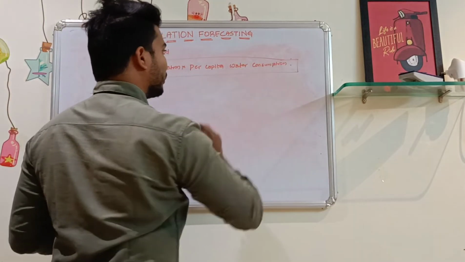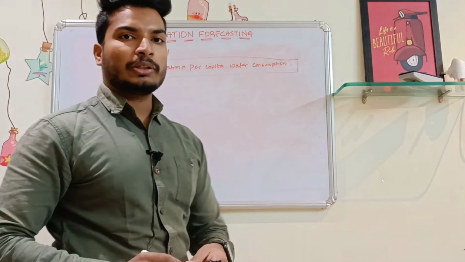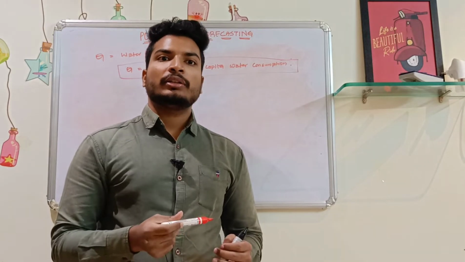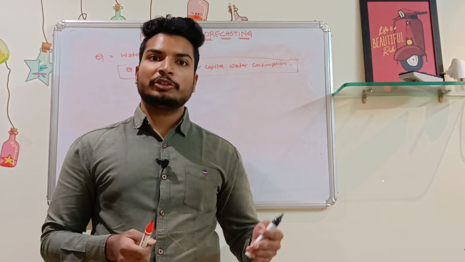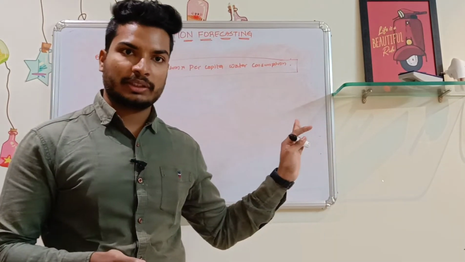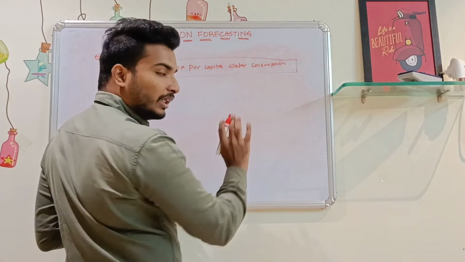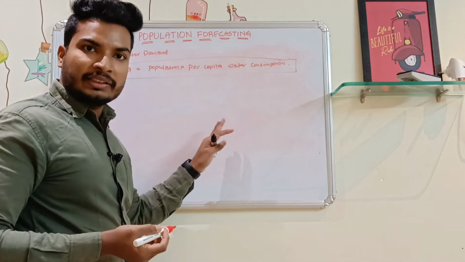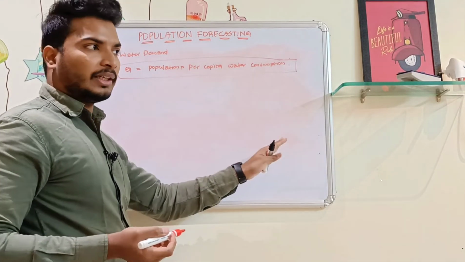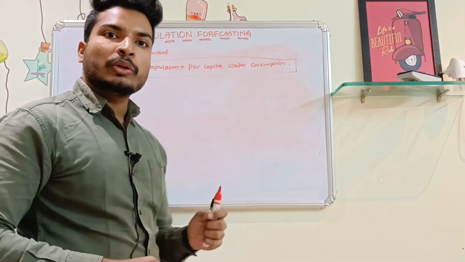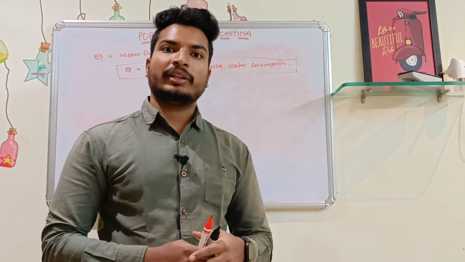So population into per capita water. What is per capita water consumption? For each person, the amount of water that he is consuming in a day is called per capita water consumption. Per capita water consumption is given by the IS codebook. IS 10500 is the codebook that we need to follow for the environmental standards.